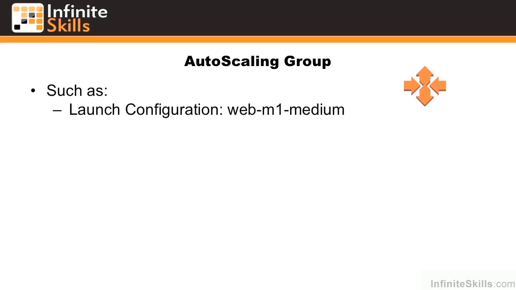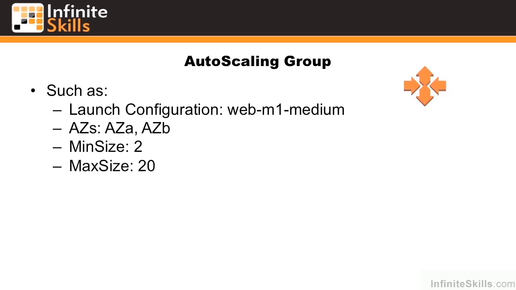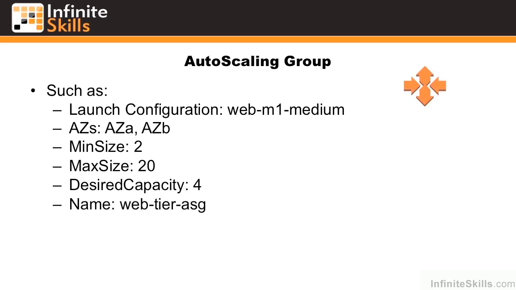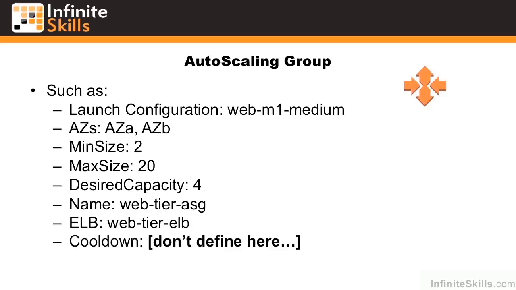To put in some actual parameters, we could specify a launch configuration of web M1 medium that we just specified in the previous slides. We can specify the AZs of AZA and AZB. We can specify that our group will never go below 2 EC2 instances and never grow above 20 EC2 instances. But given that no alarms have fired, we'll always try to seek to 4. Again, we're specifying the name of a web tier ASG for AutoScaling group. We're putting in the ELB of web tier ELB, and we recommend that you don't specify a cooldown period here.